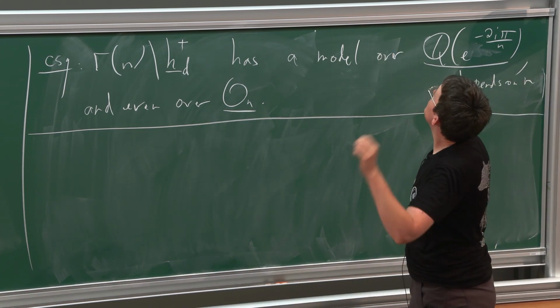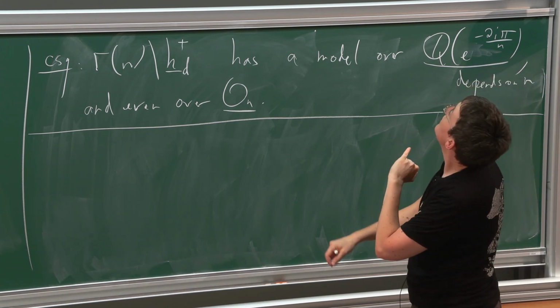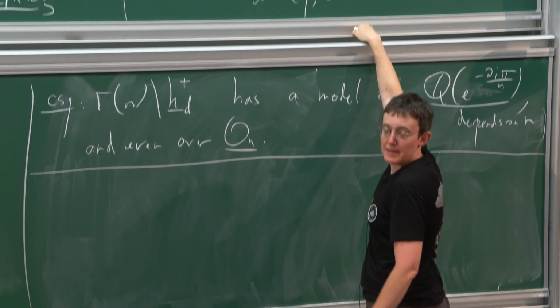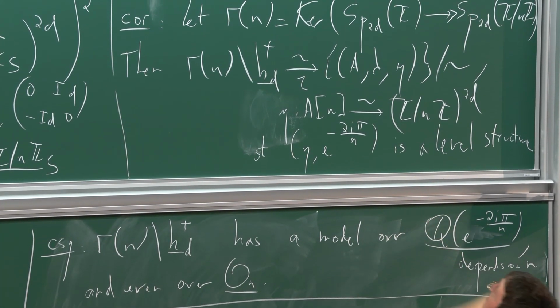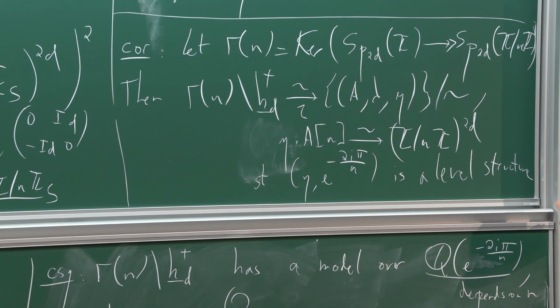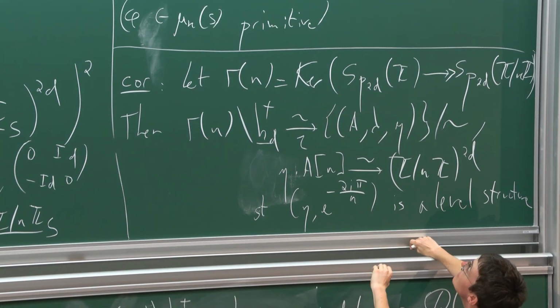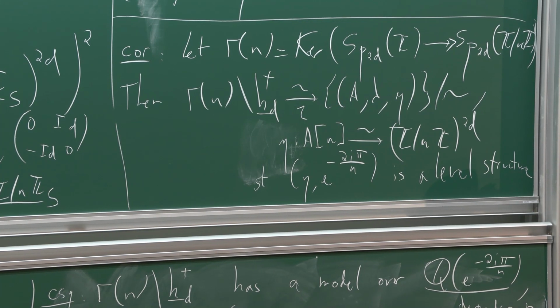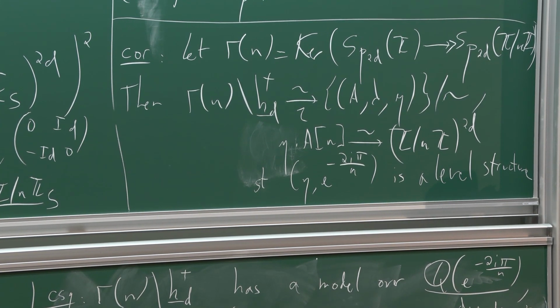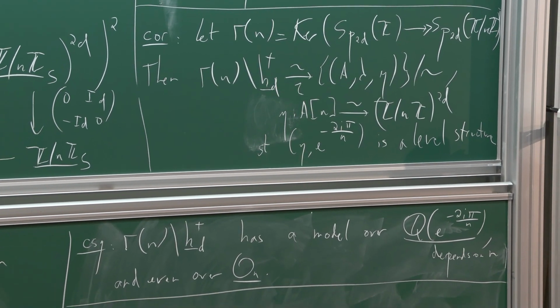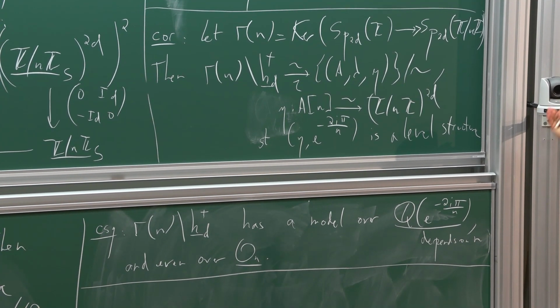So here we did something a little bit unnatural in the level structure. I fixed the second component to be a particular primitive nth root of 1. I don't know if you can see it over there. Here it is. Okay, so what I could do if I want a moduli problem that's defined over Z is to let the second component vary too.